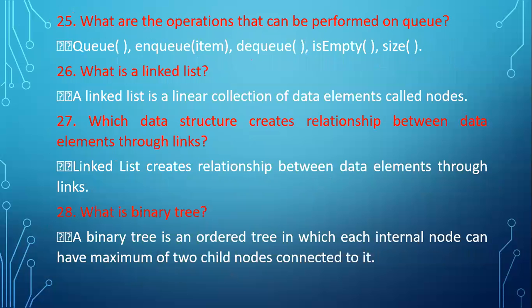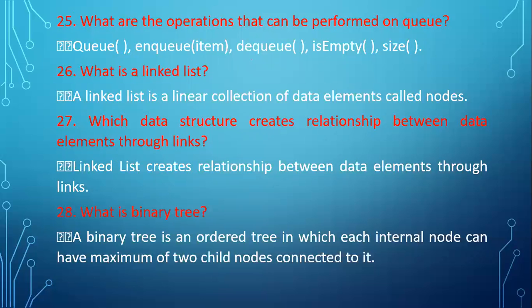Then question number 25. What are the operations that can be performed on queue? The operations which we can perform on queue are queue, next NQ of item, next DQ, next is empty, and last size.